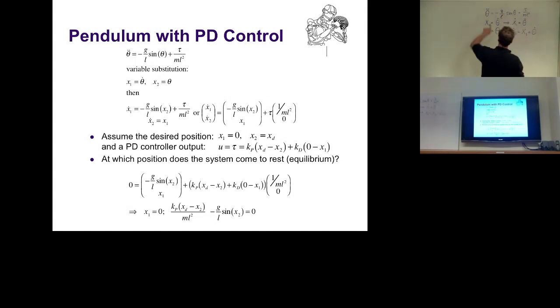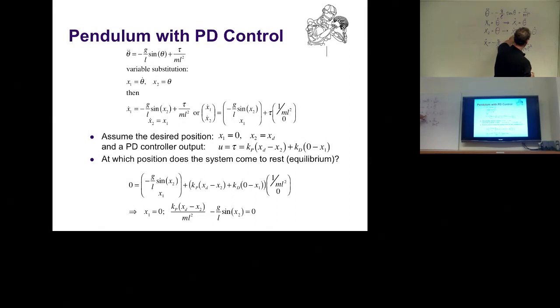Now let's do substitution. So theta double dot here is substituted by x1 dot. x1 dot equals minus g over L, nothing has changed, times sine of theta. Now we say theta is x2, plus tau over ml squared. So that is straightforward. And now we have one equation which is about x1 dot.